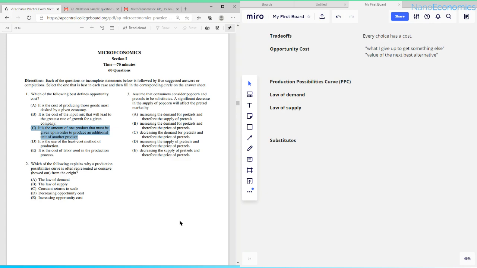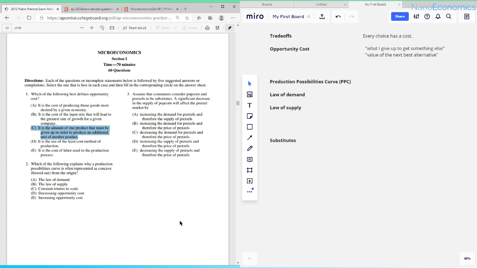And for E, the fifth choice on number one, it is the cost of labor used in the production process. The strangest thing for choice E is that the cost of labor used in the production process would just simply be called the labor cost. And labor costs, since you only have to pay your workers when your workers come in and make stuff for you, that labor cost is a cost that we would call variable. So it varies with the amount of t-shirts that we print that month, for example.